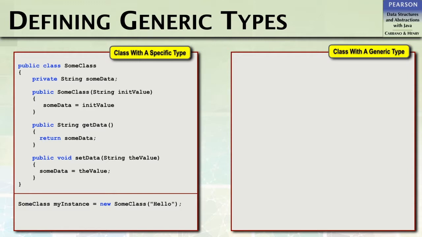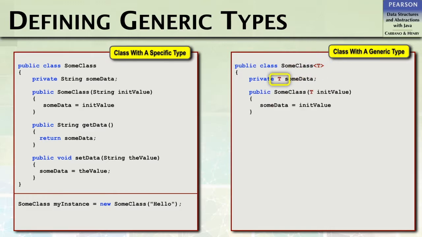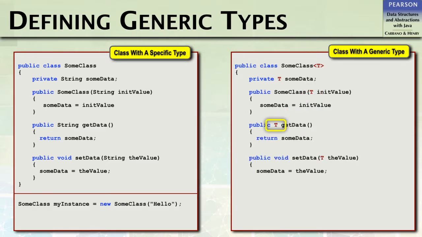We would start out by using the class name and following it with an angle bracket T and a closed angle bracket. Now, in our examples, we'll be using the capital letter T to represent the generic data type that we're going to be working with. We would create our data field and make it of type T. Our constructor would accept a parameter of type T. Our accessor method would return a value of type T. And our mutator method would accept a parameter of type T.